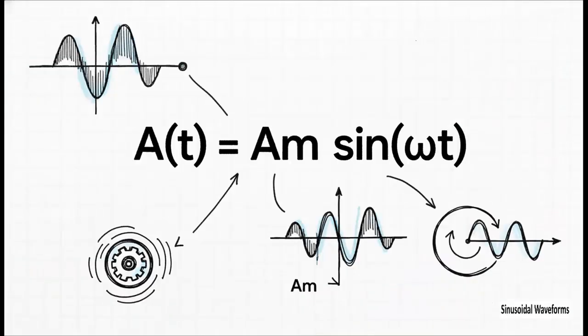So let's break down this recipe. A(t) is just the height of the wave at any given moment in time, t. A_m, that's our amplitude, the peak value, the radius of our wheel. The sin function is the secret sauce. It's the part that turns the rotation into that perfect wave shape. And that little omega symbol, omega, that's just a technical way of describing how fast our wheel is spinning. With just these few ingredients, this recipe lets us draw that exact wave.